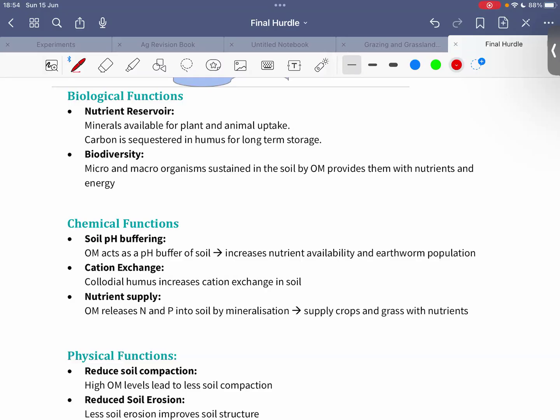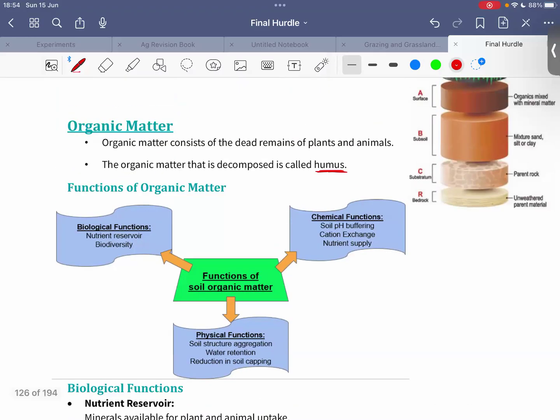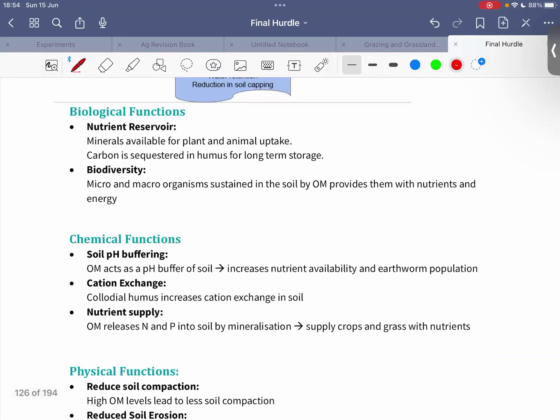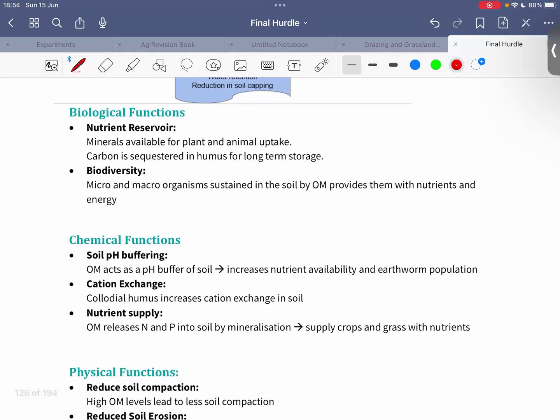I would say, Sean, that it's dead remains. I would say that it's dead remains of plant and animal material, because organic matter is basically going to be recycled from the surface into the soil by our earthworms. Carbon is sequestered. Okay, what does sequestered mean? So carbon is sequestered in humus for long-term storage. What else is organic matter going to do? It's going to improve our biodiversity. Okay, that's another lovely point to say. To improve our soil condition, to increase the levels of organic matter, will improve the biodiversity in our soil.